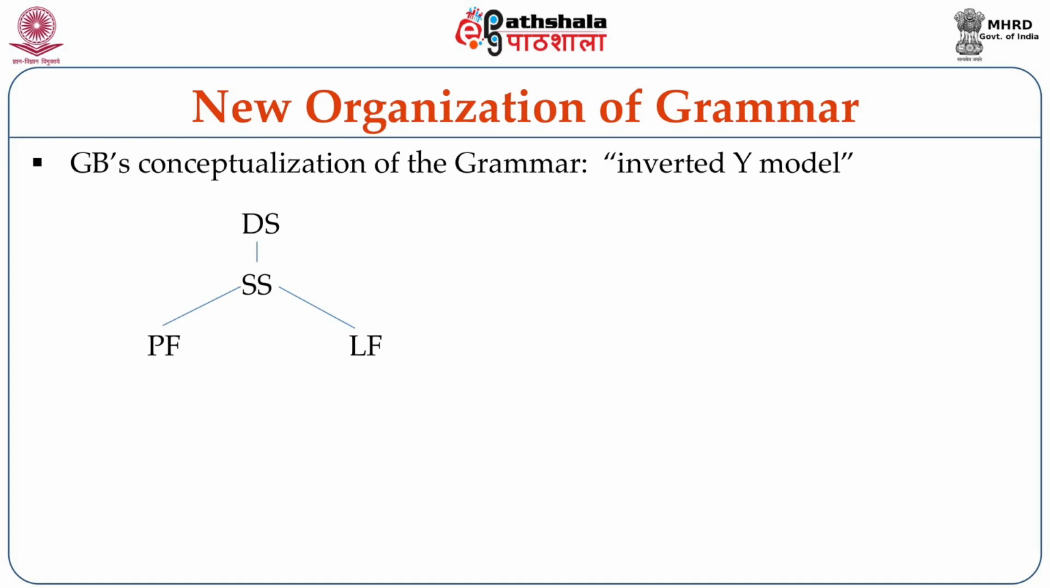We had DS, SS, PF and LF. DS stood for D structure, SS stood for S structure, PF stood for phonological form or phonetic form, LF stood for logical form. D structure was the one which was input to meaning of the sentence, S structure was the one which was input to sound of the sentence, and move alpha, the one rule which was reduced form of all transformational rules, applied in the portion between D structure and S structure.